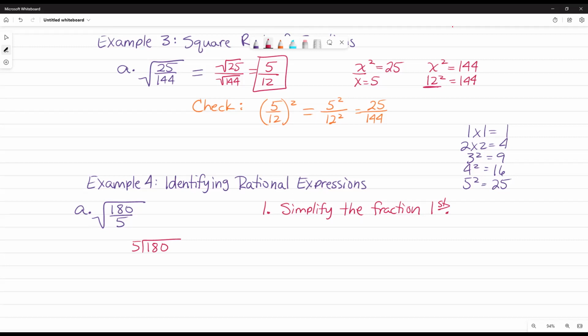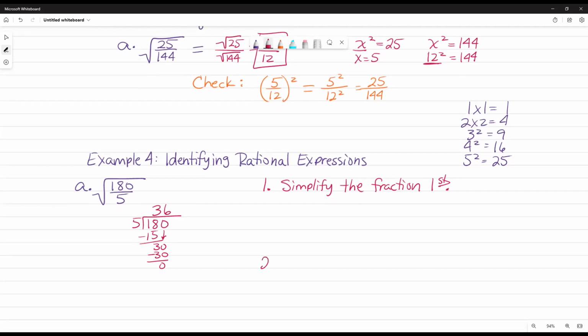So in this case, 5 goes into 18 3 times. That gives us 15, bring down our 0. 5 goes into 30 6 times. Then you can check if it's rational or irrational.